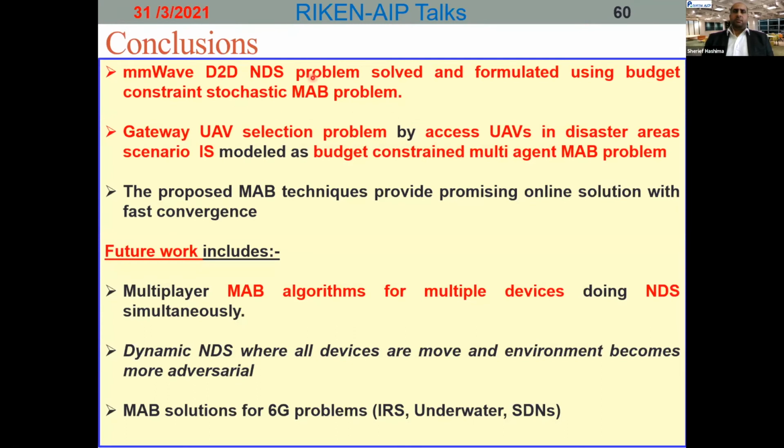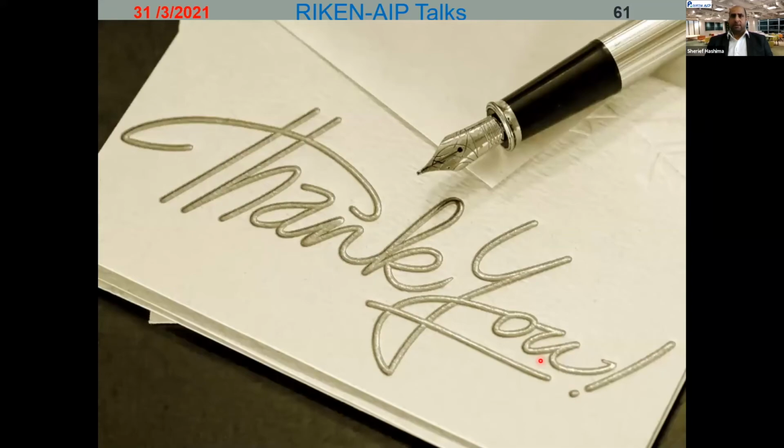Our conclusions: multi-armed bandits have been leveraged to solve the neighborhood discovery and selection problem, and the gateway UAV selection problem. The proposed techniques are promising solutions with fast convergence. Our future work will include multiplayer multi-armed bandit algorithms for multiple devices, and we might extend the neighborhood discovery to vehicle to vehicle or adversarial environments. And also we'll investigate bandit solutions for 6G problems like intelligent reflective surfaces, underwater communication, and software-defined networks. Thank you very much.